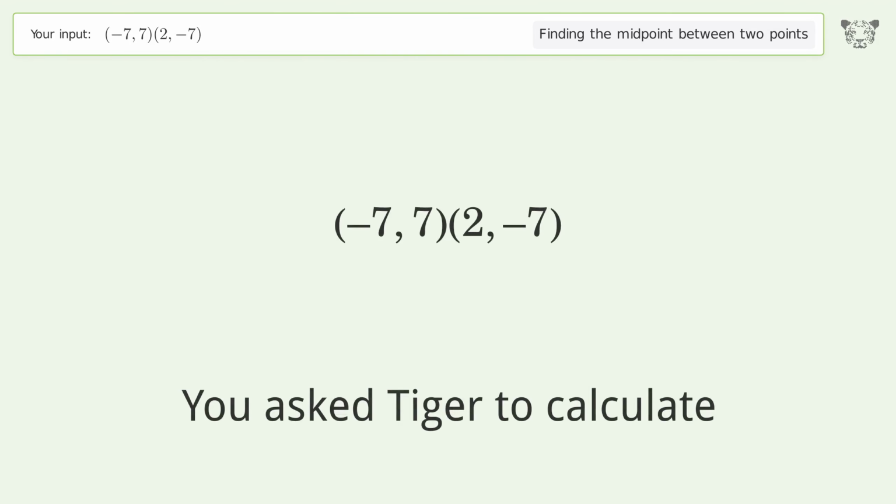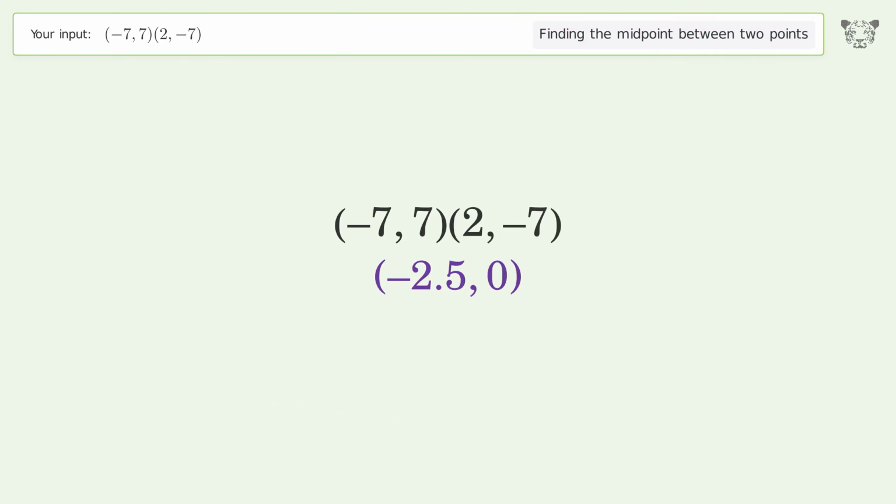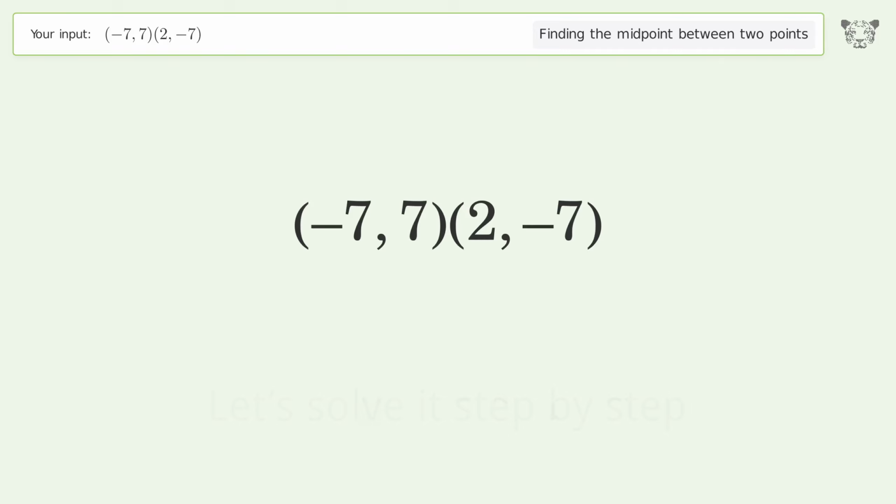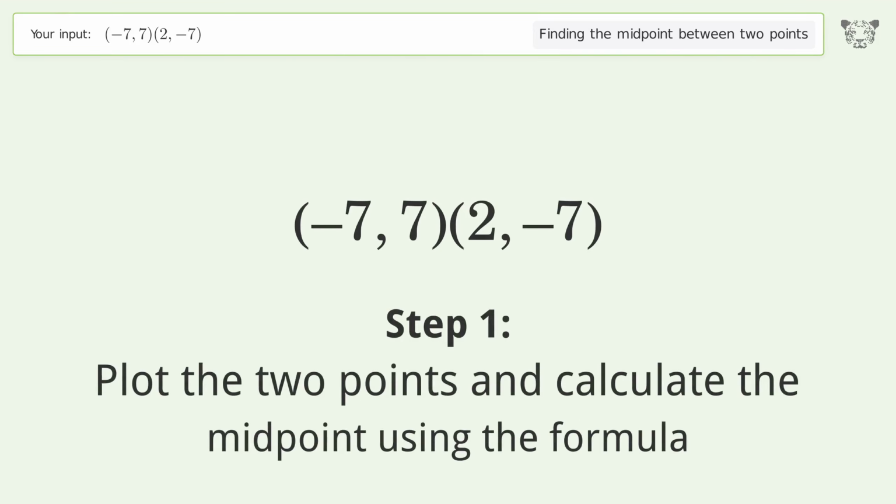You ask Tiger to calculate. This deals with finding the midpoint between 2 points. The midpoint between the 2 points is negative 2, 50. Let's solve it step by step. Plot the 2 points and calculate the midpoint using the formula.